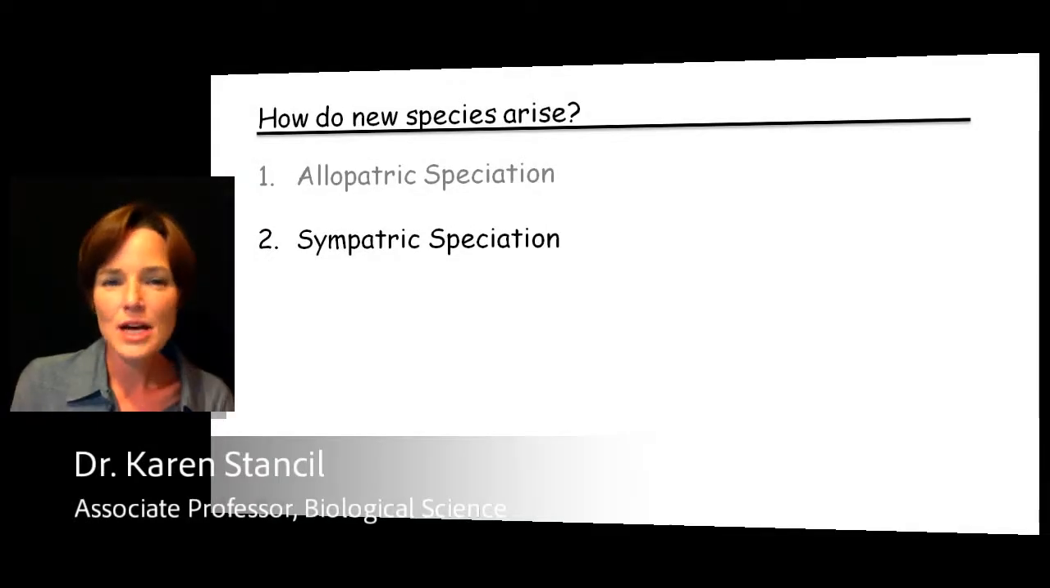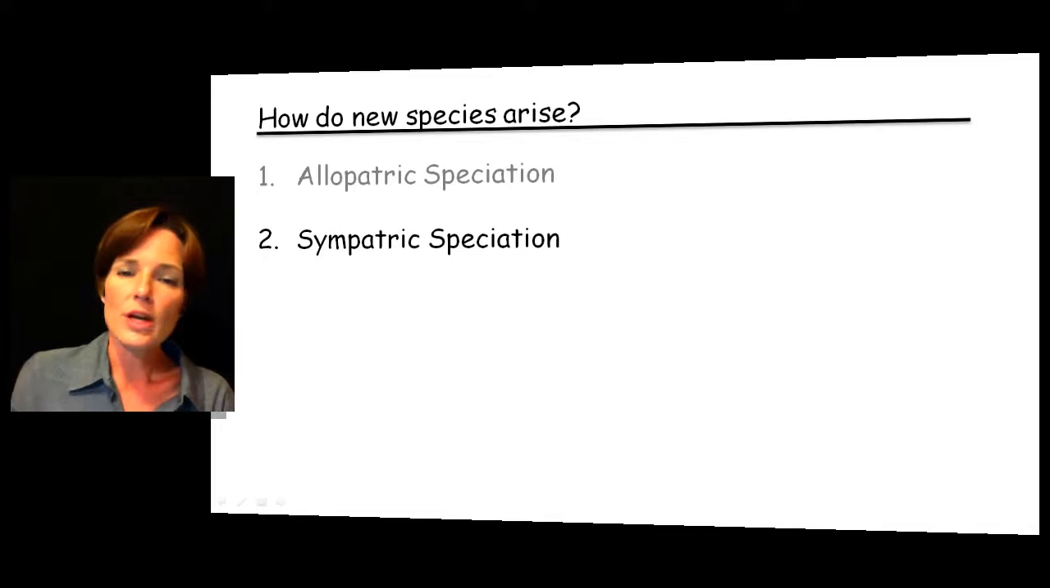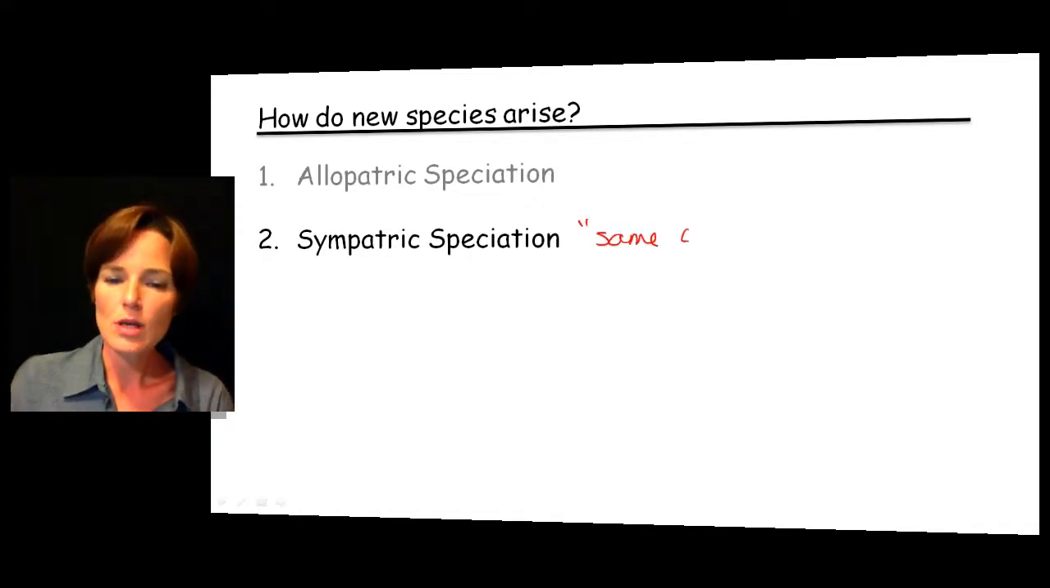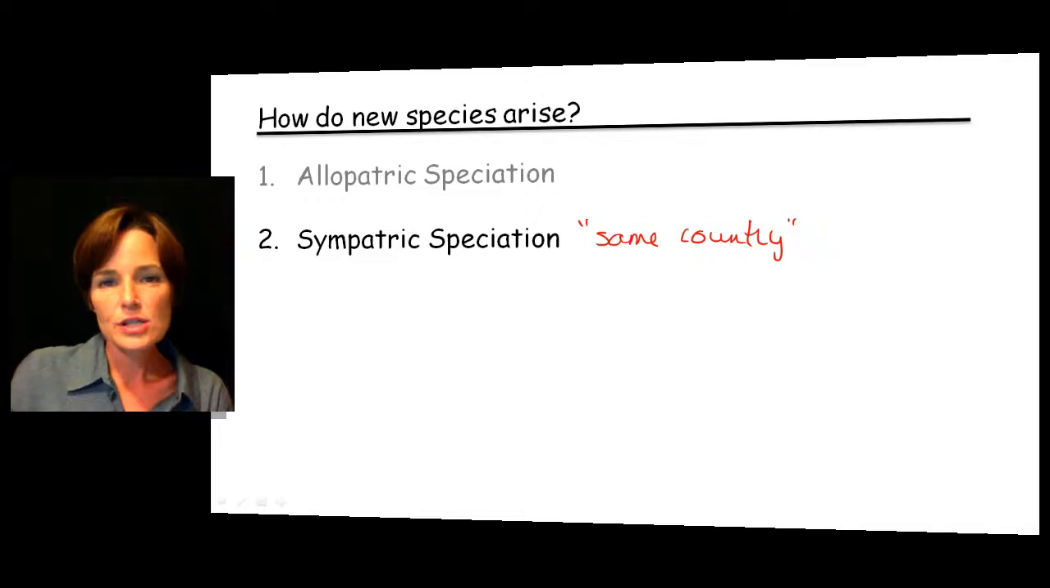We're going to continue talking about how we do get new species. We've already discussed allopatric speciation, which refers to species independently evolving once that population gets separated. We also have what's called sympatric speciation, although this is a lot less common. Sympatric means same country. So in this case, we're going to have new species evolving from each other when they're still located in close proximity to each other.